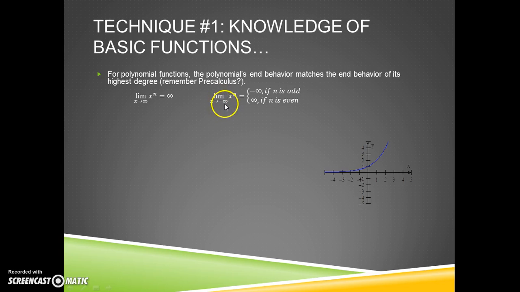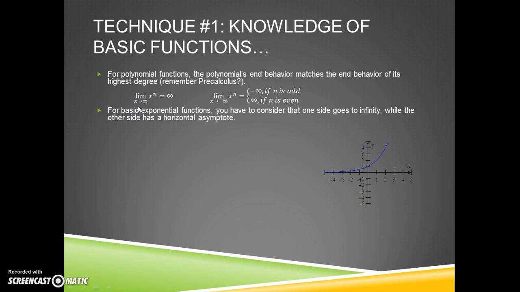The limit as x goes to negative infinity of x to the n is a little more complicated and depends on whether n is even or odd. If n is even, then we get a situation where the polynomial goes to positive infinity on both sides of the number line, as x goes to negative infinity and as x goes to positive infinity. If n is odd, then the limit as x goes to negative infinity goes to negative infinity. So for example, the limit as x goes to negative infinity of x to the fifth would be negative infinity.